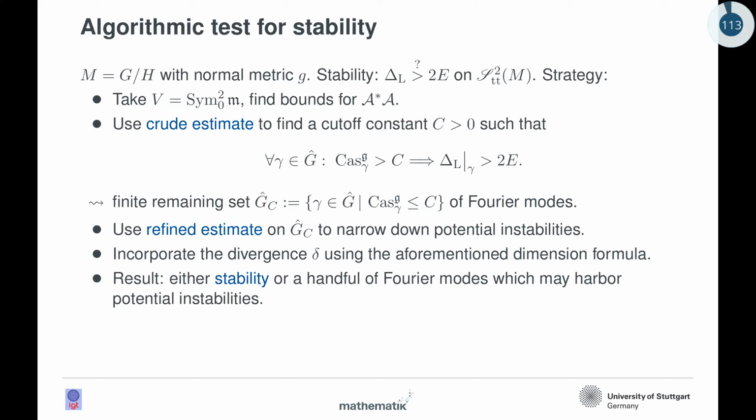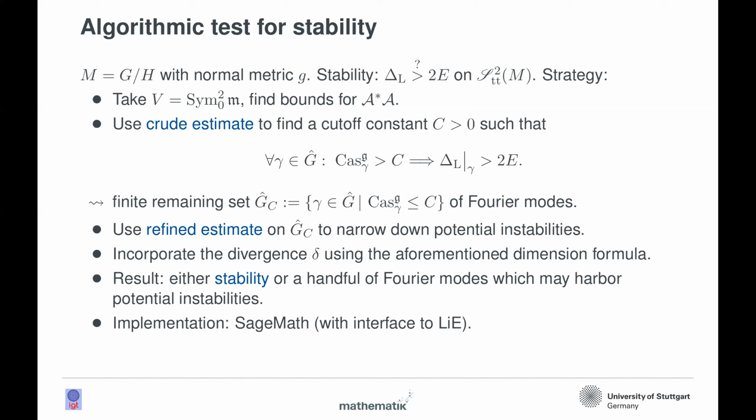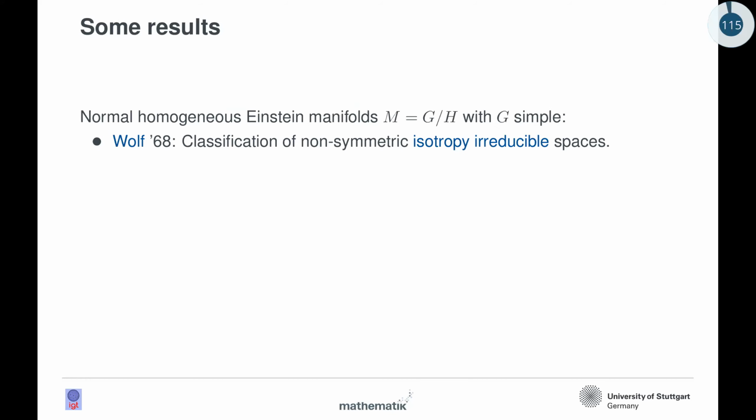So the result after all this, if we apply this algorithm, or this sketch of an algorithm, to a normal homogeneous space, is that either we get a stability result, hooray, or we are left with a handful, usually like 2 or 3 Fourier modes, which may still harbor potential instabilities, but where we don't know what the Lichnerowicz Laplacian does exactly. This can be implemented and has been implemented in SageMath. It's a nice computer algebra system, and it has an interface to the software package LiE, which is useful for Lie theoretic computations. My time is nearing an end, but let me show you some results.